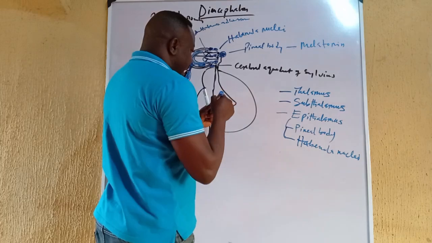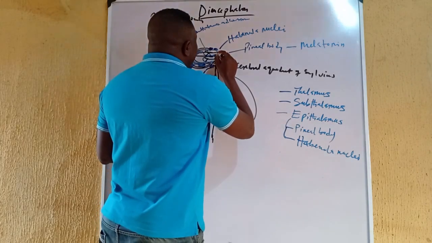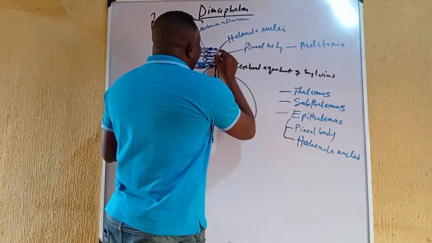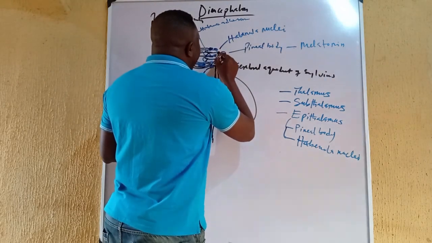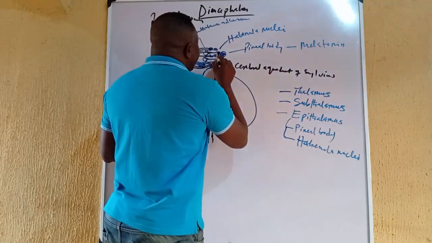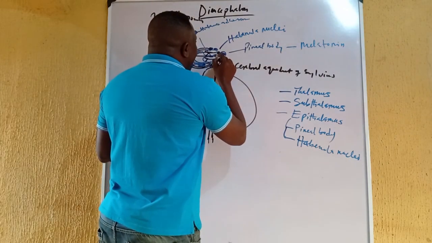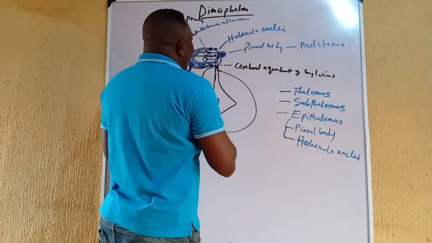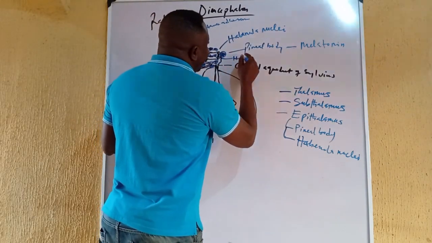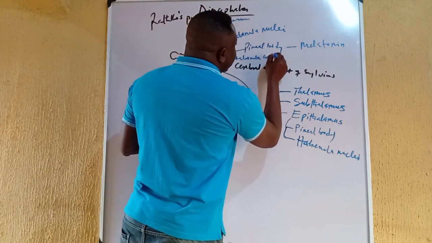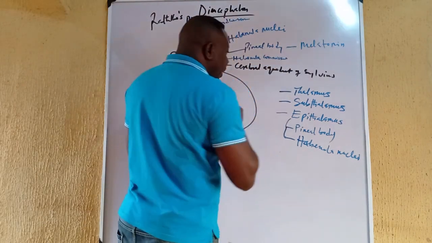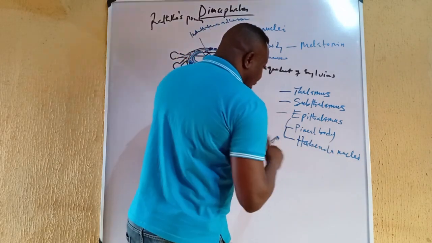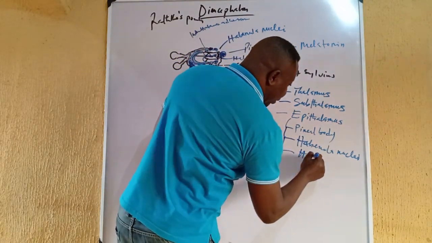and then we have, I forgot to mention, the habenular commissure. It is a connection between the habenula nuclei. That connection is known as the habenular commissure. So, our epithalamus consists of the pineal body, the habenula nuclei, and the habenular commissure.